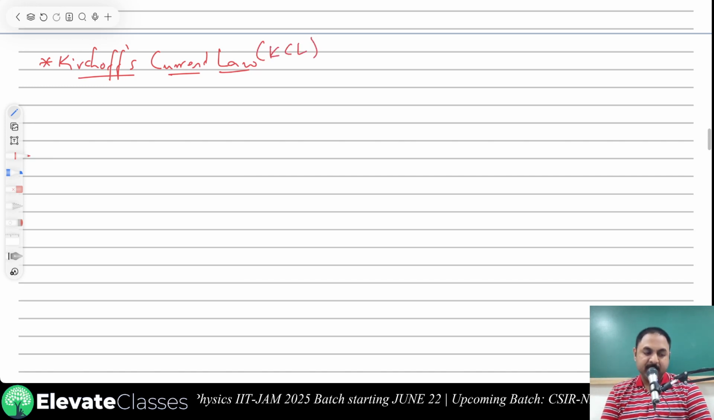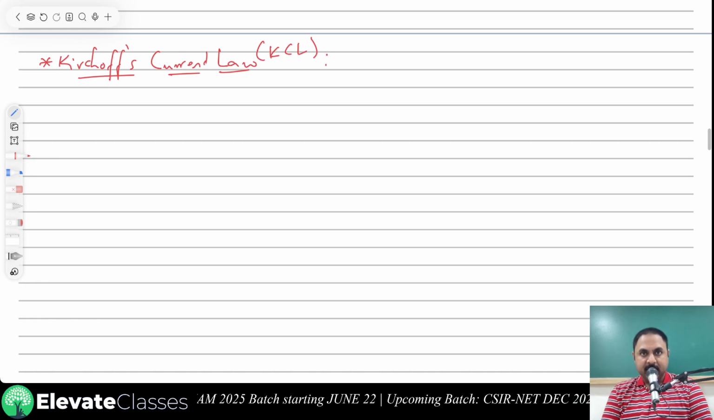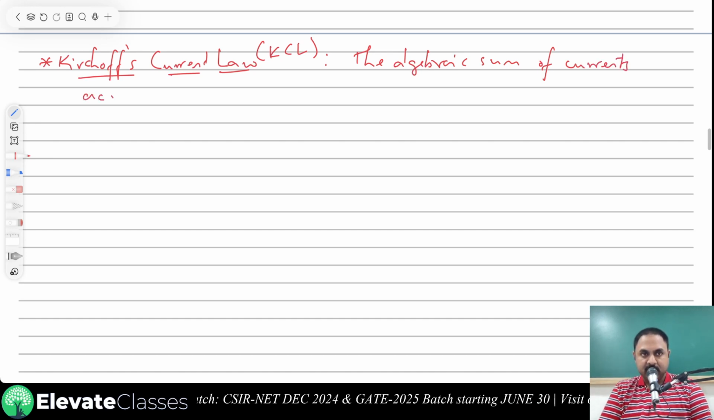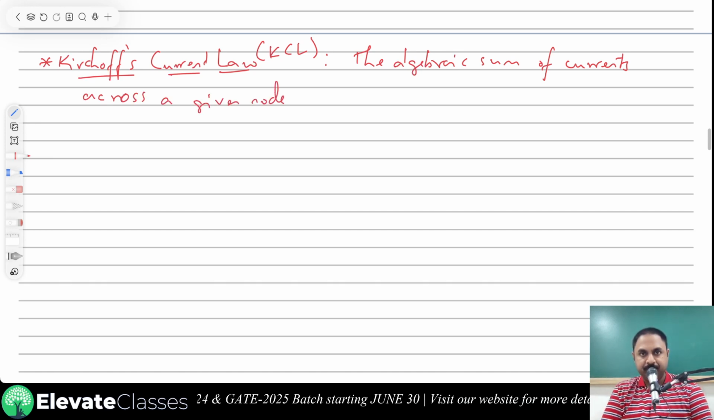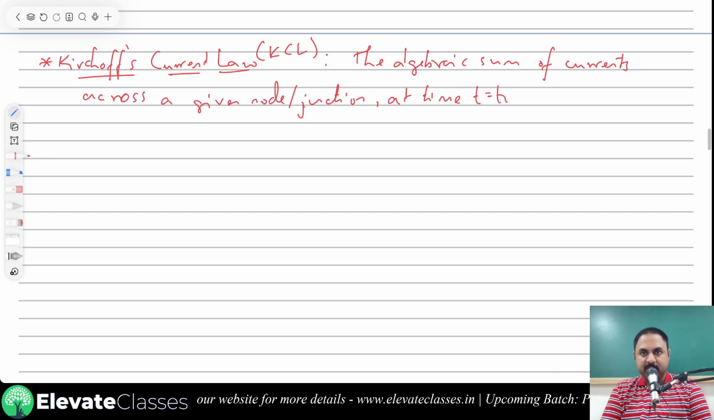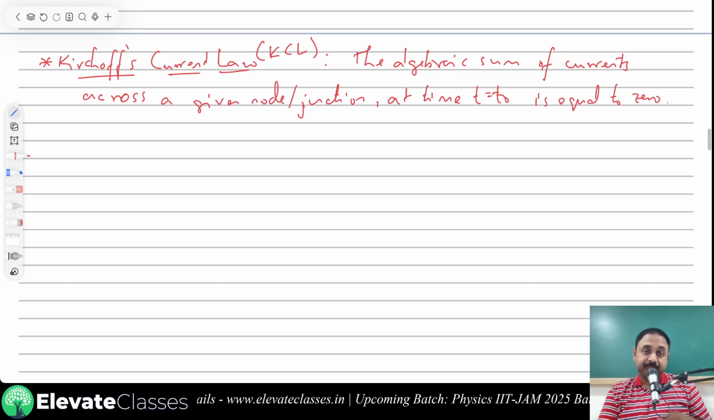What is KCL? Basically, according to KCL, the algebraic sum of currents across a given node, or junction, at a particular time t0, at time t is equal to t0, is equal to 0. What do we mean by that? Let me draw a diagram so that you understand.